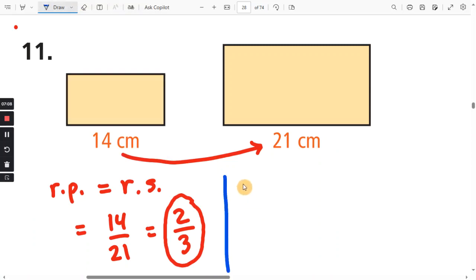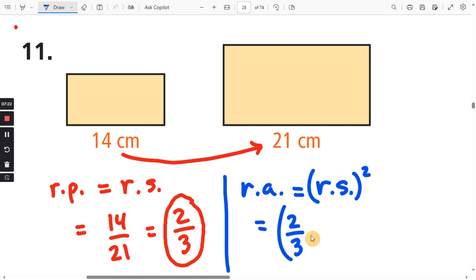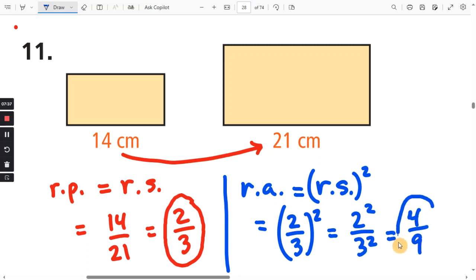Now, we said the ratio of the areas equals the ratio of the sides squared. All right, so that's going to be 2/3 squared. Which means you square the numerator, 2 squared. And you square the denominator, 3 squared. 2 times 2 is 4. 3 times 3 is 9. Done.